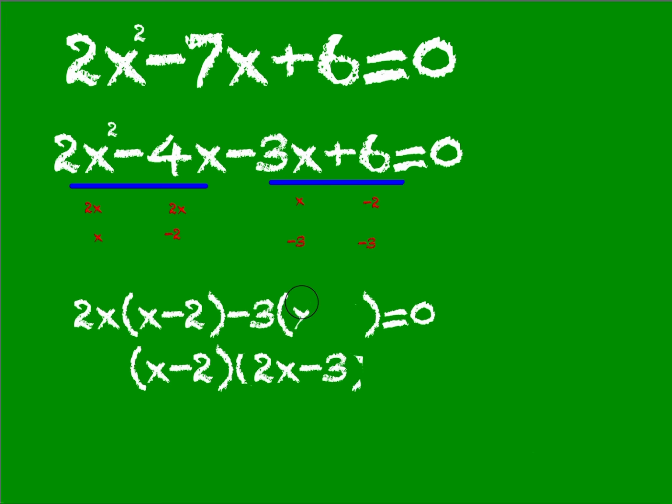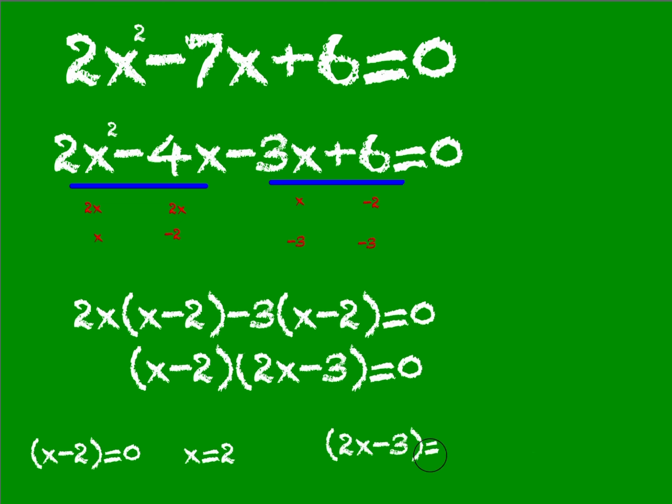Okay, then we will get either x minus 2 going to be 0, so x should be 2, or 2x minus 3 going to be 0. From there we will get x equals 3 over 2.